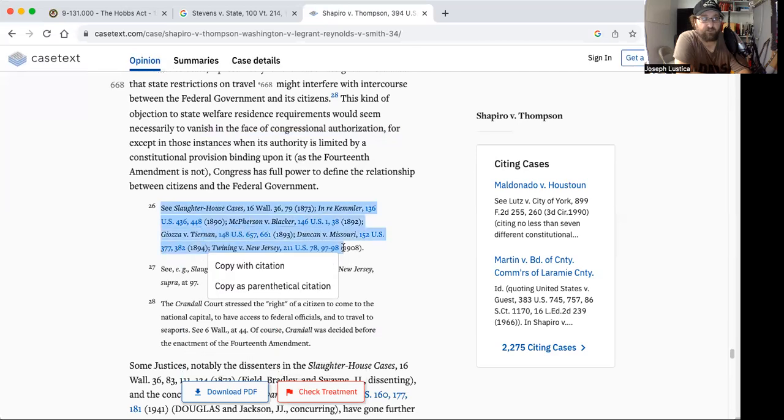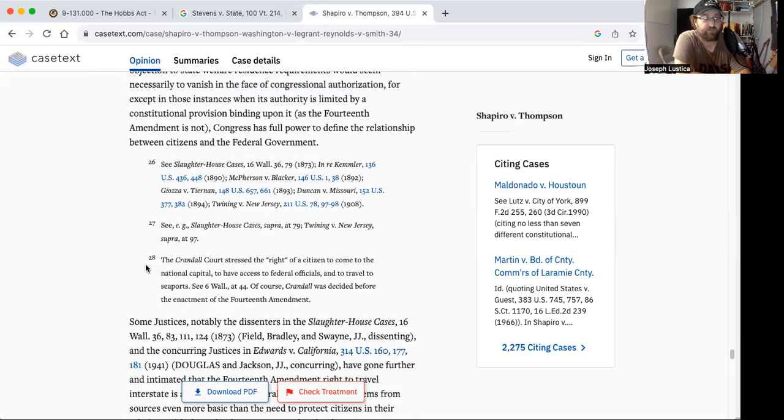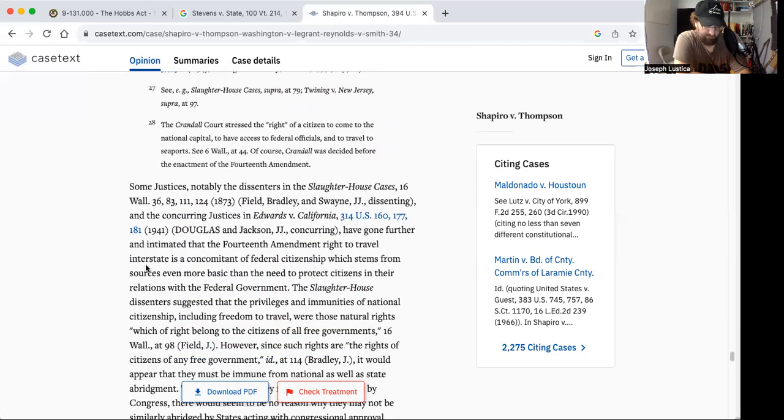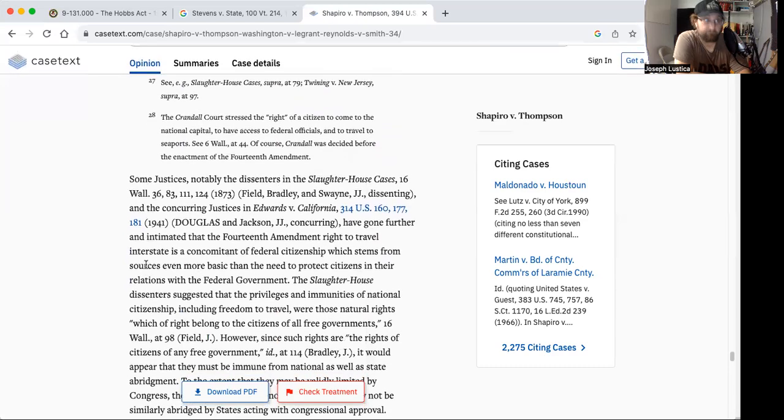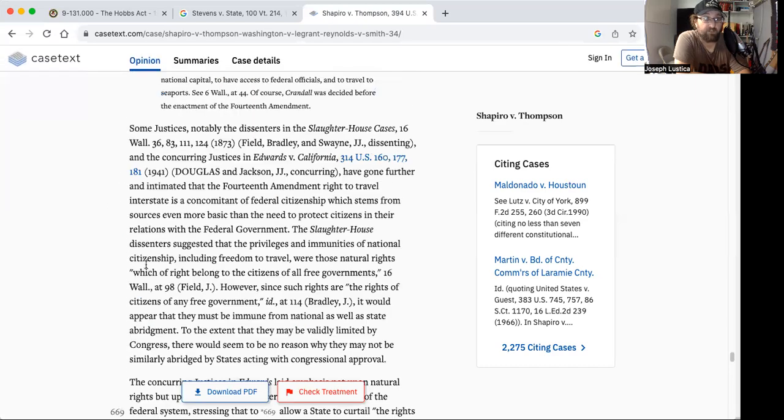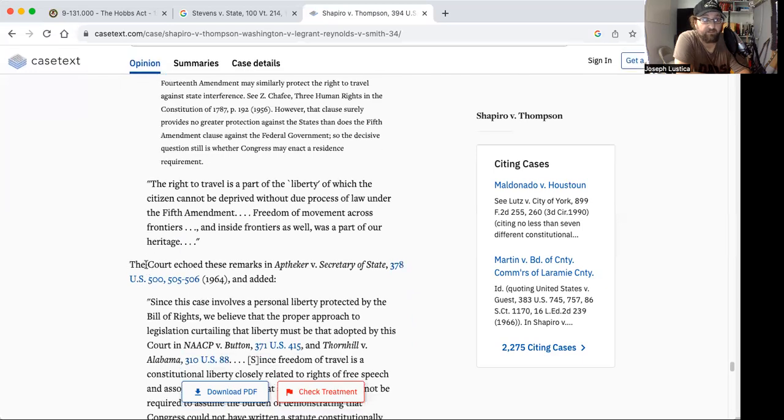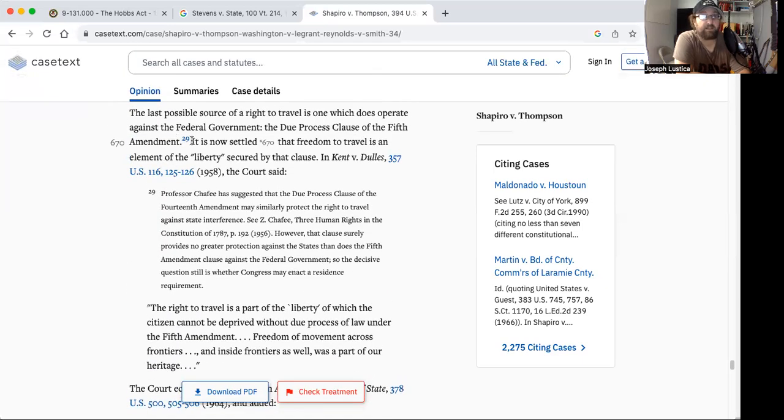Then it goes through the Slaughterhouse Cases there, cites all those. Okay, now here's this. Come down to here a little bit. It is now settled that freedom to travel is an element of the liberty secured by that clause. And that's the Fifth Amendment, by the way.